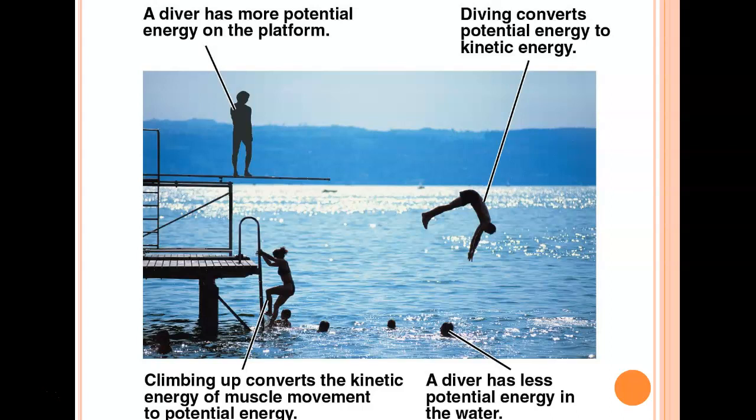This graphic puts that together. The diver at the top has the most potential energy on the platform, in this case because of his height. And if he starts diving, we are now converting that potential energy into kinetic energy as he moves. And as he gets lower and lower, he has less and less potential energy because he's using it all up. And if you put in energy to climb back up again, then you are regaining your potential energy.